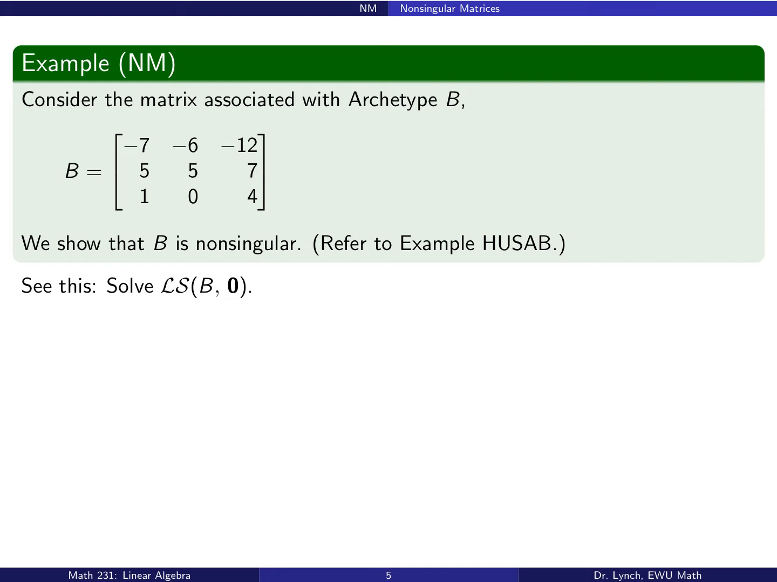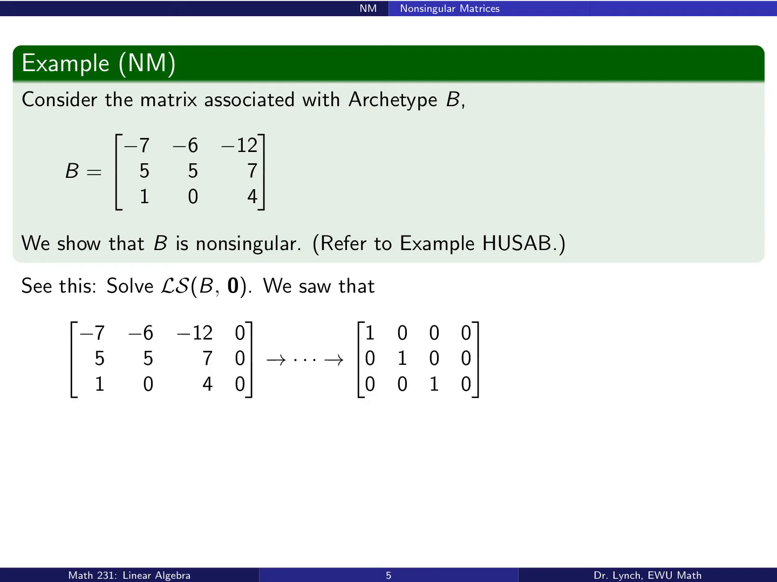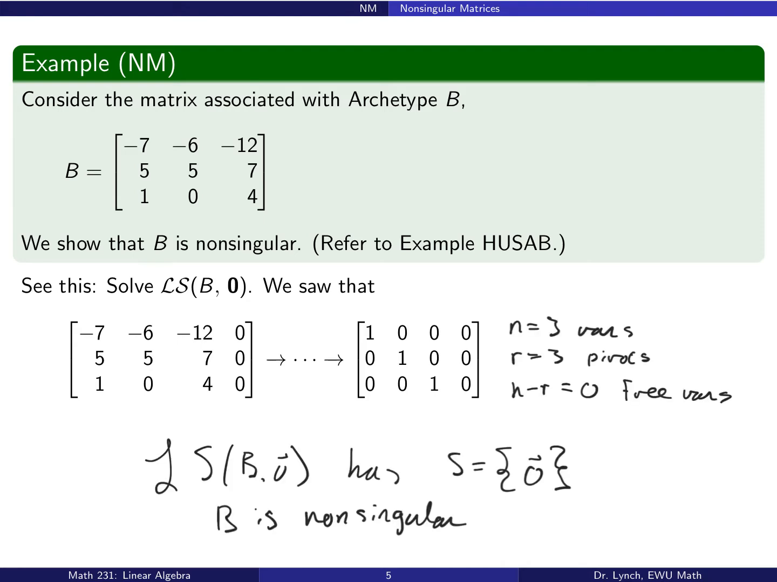On the other hand, the matrix corresponding to archetype B turns out to be non-singular. Again, to address the question of singular, we'll have a look at the homogeneous linear system. So in this case, we see that the homogeneous linear system has n equals 3 variables, r equals 3 pivots. Therefore, this system has 0 free variables. The only solution of the corresponding homogeneous system of equations is the 0 vector. So we see that B is non-singular.